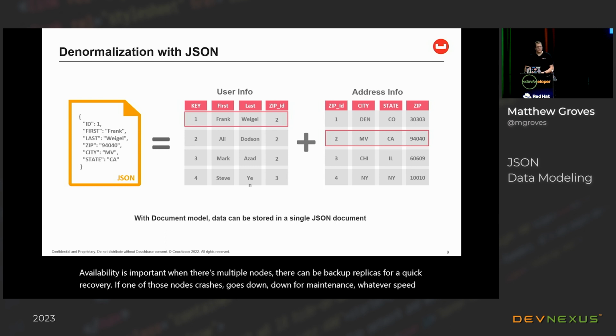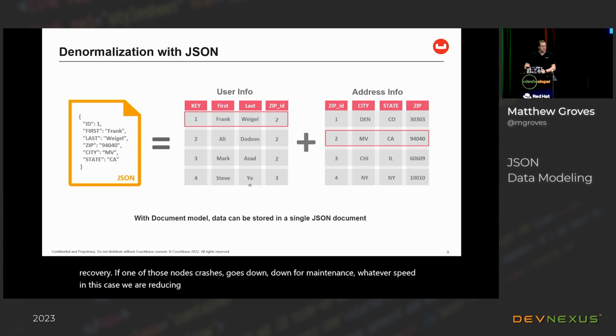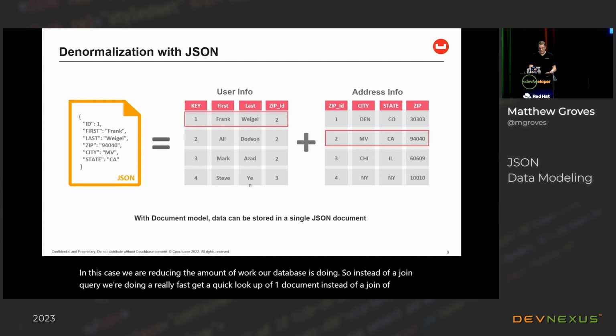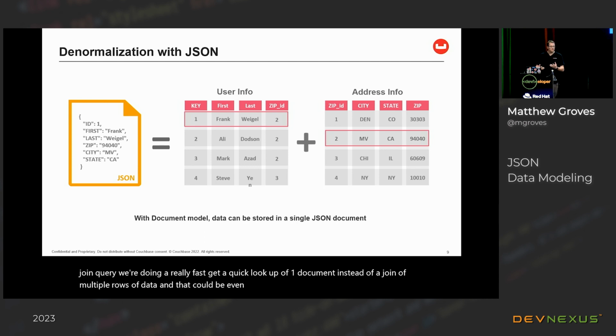Speed. In this case, we are reducing the amount of work our database is doing. So instead of a join query, we're doing a really fast get, a quick lookup of one document instead of a join of multiple rows of data. And that can be even faster if your database has a built-in cache. But what about the flexibility part?